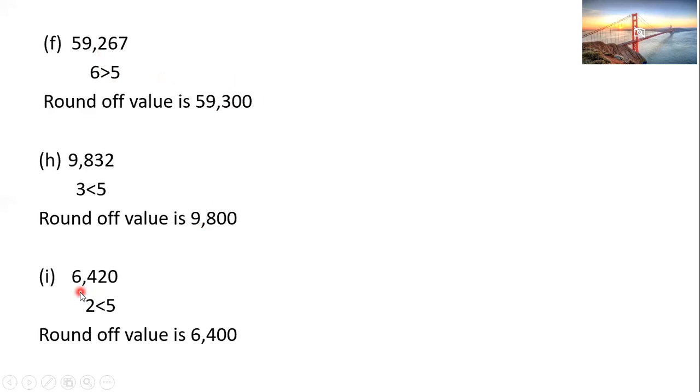And the next one is 6,420. Right now, what's the tens place value? The tens place value is 2. Is 2 less than 5 or greater than 5? Yes, it's less than 5. So just you have to put the value 0 in ones place and 0 in tens place. And next, you have to write the same number in hundreds place and thousands place. Okay, 6,400. This is the round off to the nearest 100.